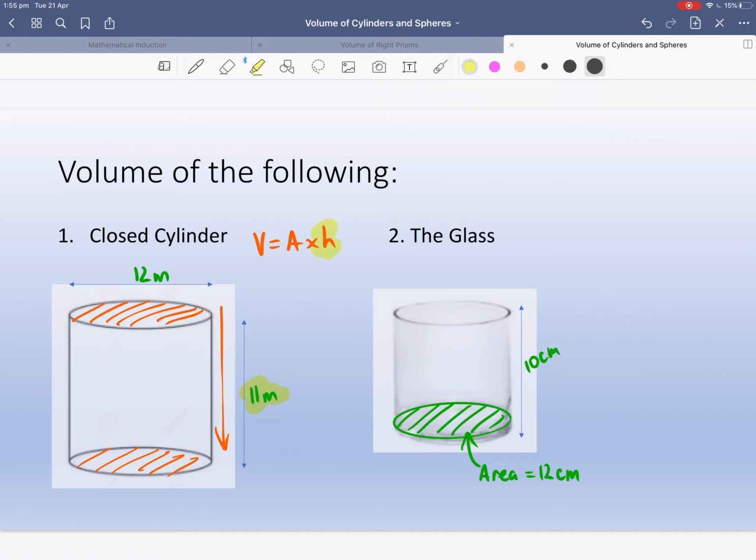The area that we need to find is of this cross-section, which actually is a circle. So I'm going to do it inside the shape. Area equals, and I remember that the area of a circle is pi r squared. Now, this 12 is not the radius, it's actually the diameter. I have to halve it to get my radius. So the radius is 6, and the area is pi times 6 squared.